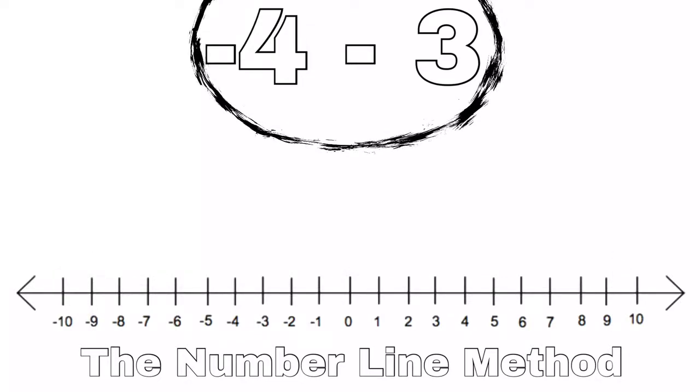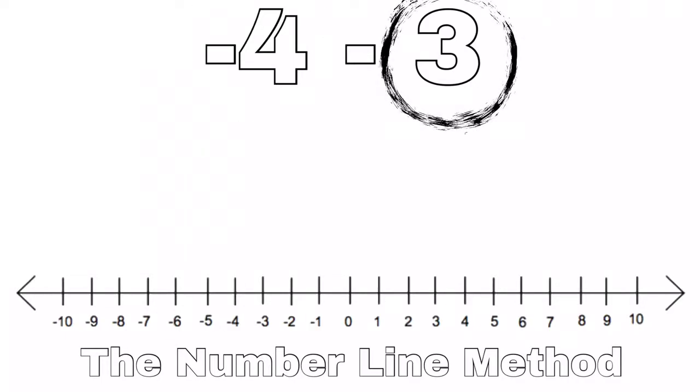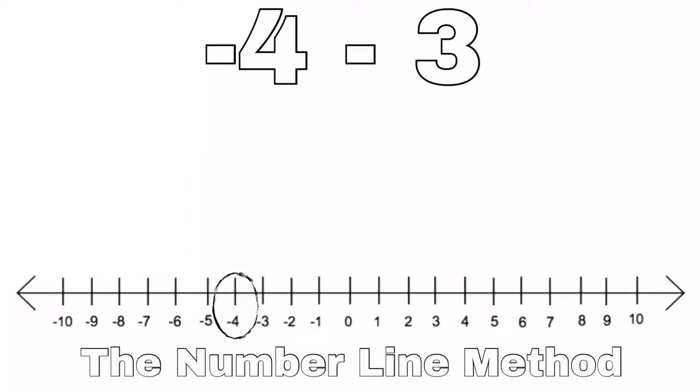We are going to take the same problem, -4 take away 3. So first, we're going to find -4 on the number line. Because it's negative, it's to the left of 0, and we're going to mark that spot right at -4. Now we see we have -3. Well, -3 tells us it wants us to continue to go in a negative direction. So we're going to continue down the number line.